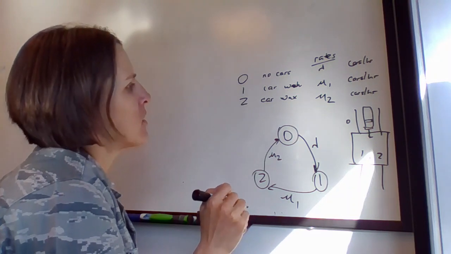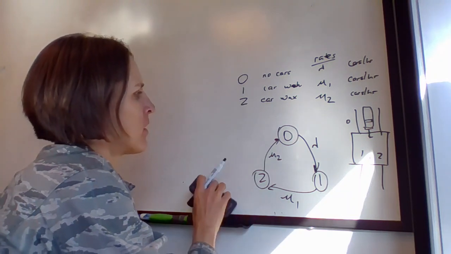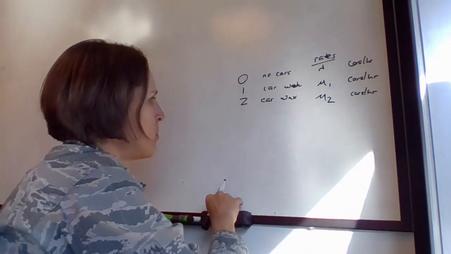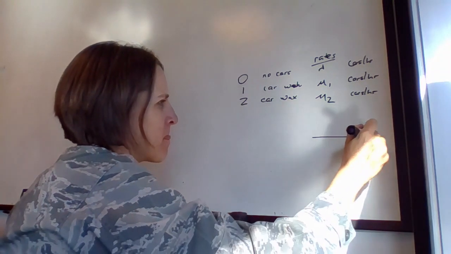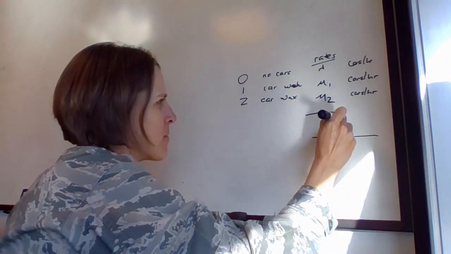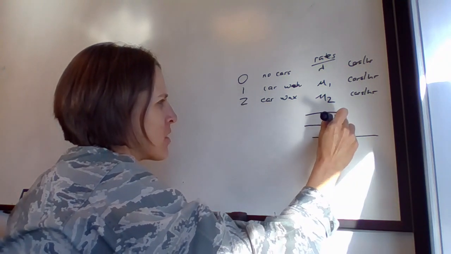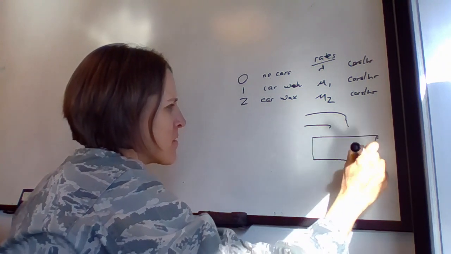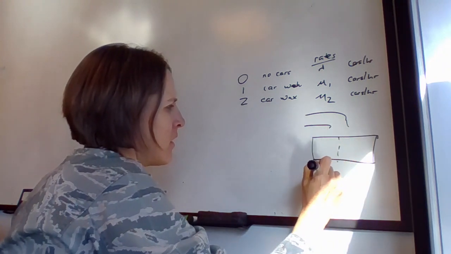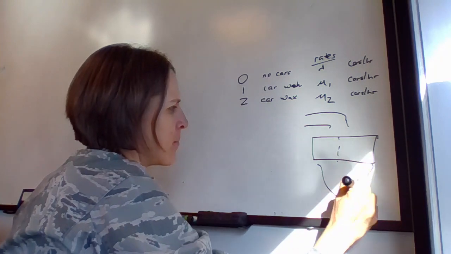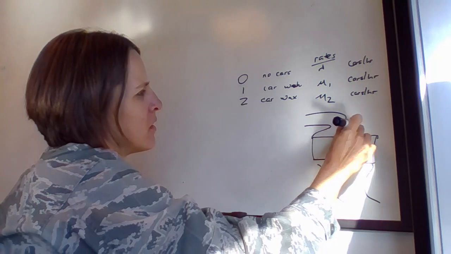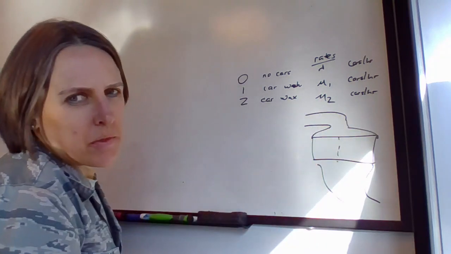Now, let's make this a little more interesting. Let's talk about what happens when there are 2 bays. So let's say you have an entrance ramp here, and the cars come in, and then there are 2 bays in here. And then they exit and go on their merry way. And if a car comes in, it's going to go into an empty bay if there's an empty bay.